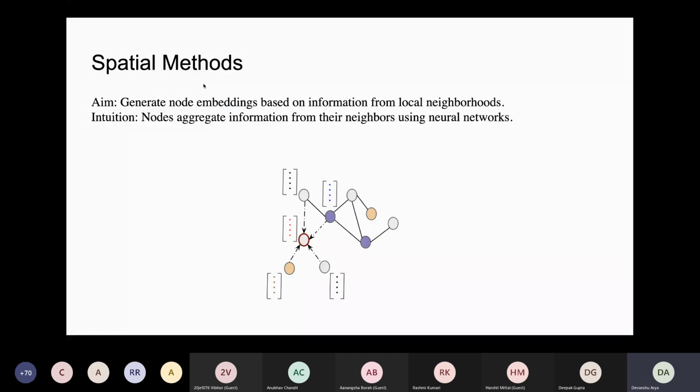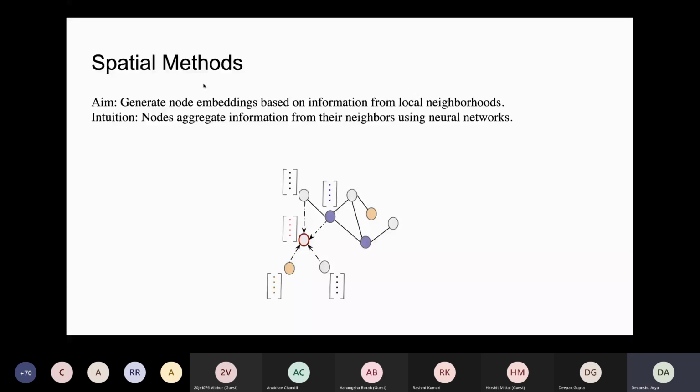So the basic concept or the aim of spatial methods is to generate or learn node embeddings based on information from local neighborhoods. So for example, in this image, the red node, initially you'll have all these features for all these nodes. But what we want is to learn something about this red node based on the information that its neighbors have, so that eventually we can make some kind of inference about this red node. It will have its own feature, but what we want is to enhance its own feature with its neighborhood.